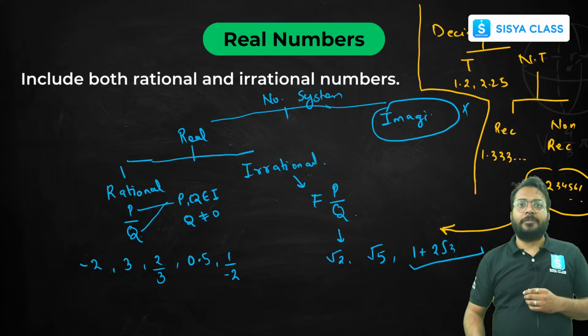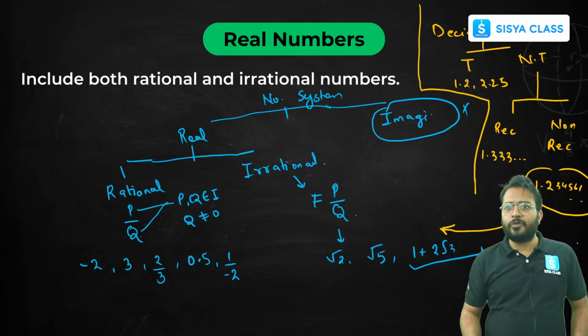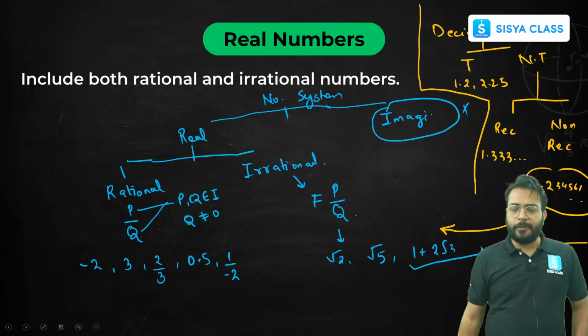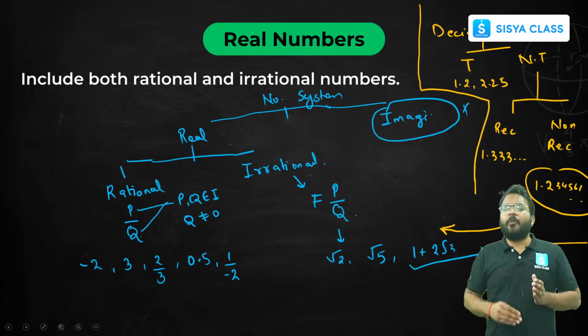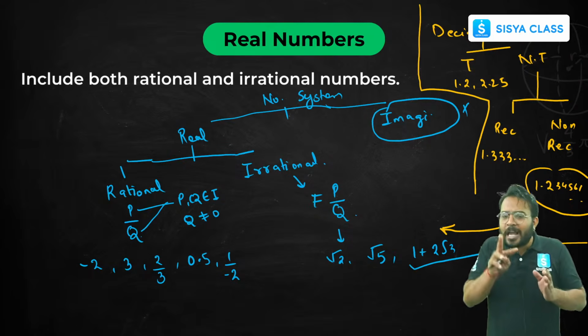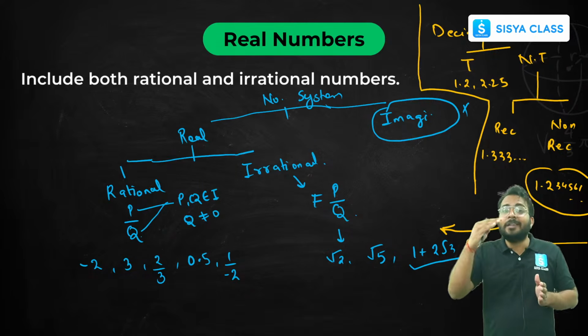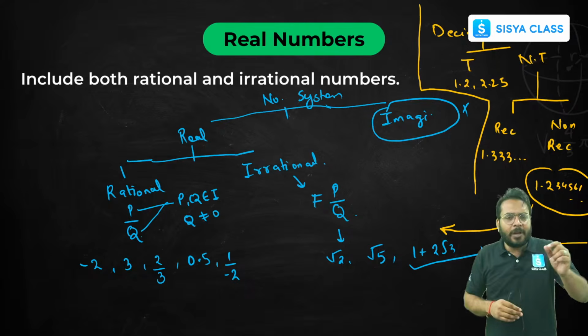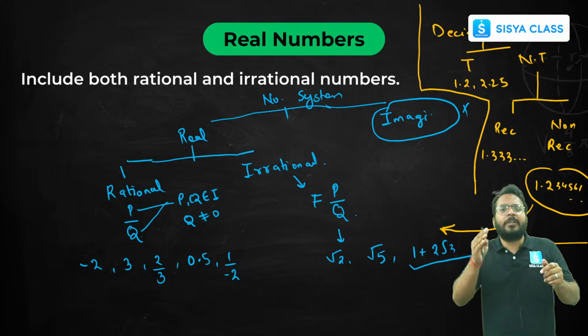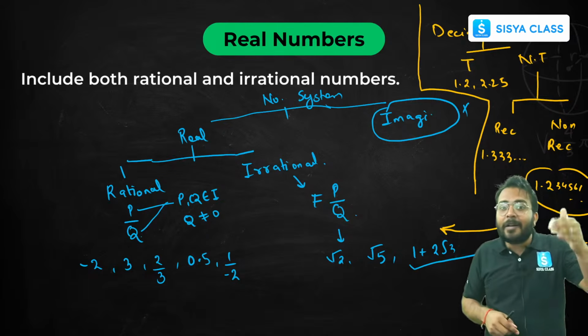Shall I give you some examples? Suppose I'm asking you about 1.35. It is having two decimal places, right? It is terminating after 5, yes or no? That means it is a terminating decimal number. If I'm asking 1.35353535 dot dot dot, yes or no? That means it is a recurring decimal number.